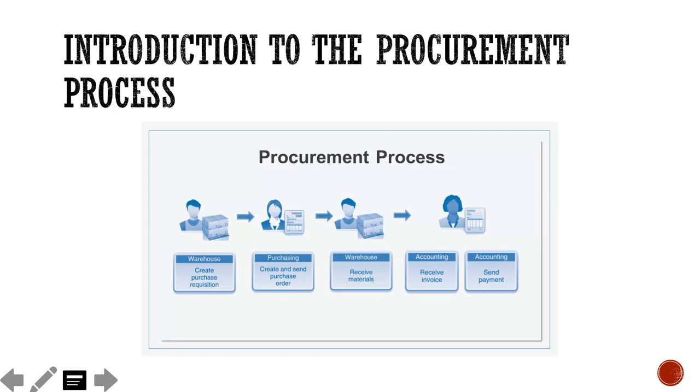So the purchasing will identify a suitable vendor and create a PO, or purchase order. Next the vendor will ship the material over, which is received by the warehouse department. The third step: once the goods are received, the system will receive the invoice, and if all three documents three-way match, the accounting will send payment.